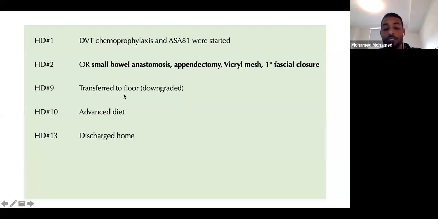Hospital day 9, patient was transferred to the floor, and hospital day 10, patient was on regular diet, tolerating it fine, and hospital day 13, patient was discharged home.